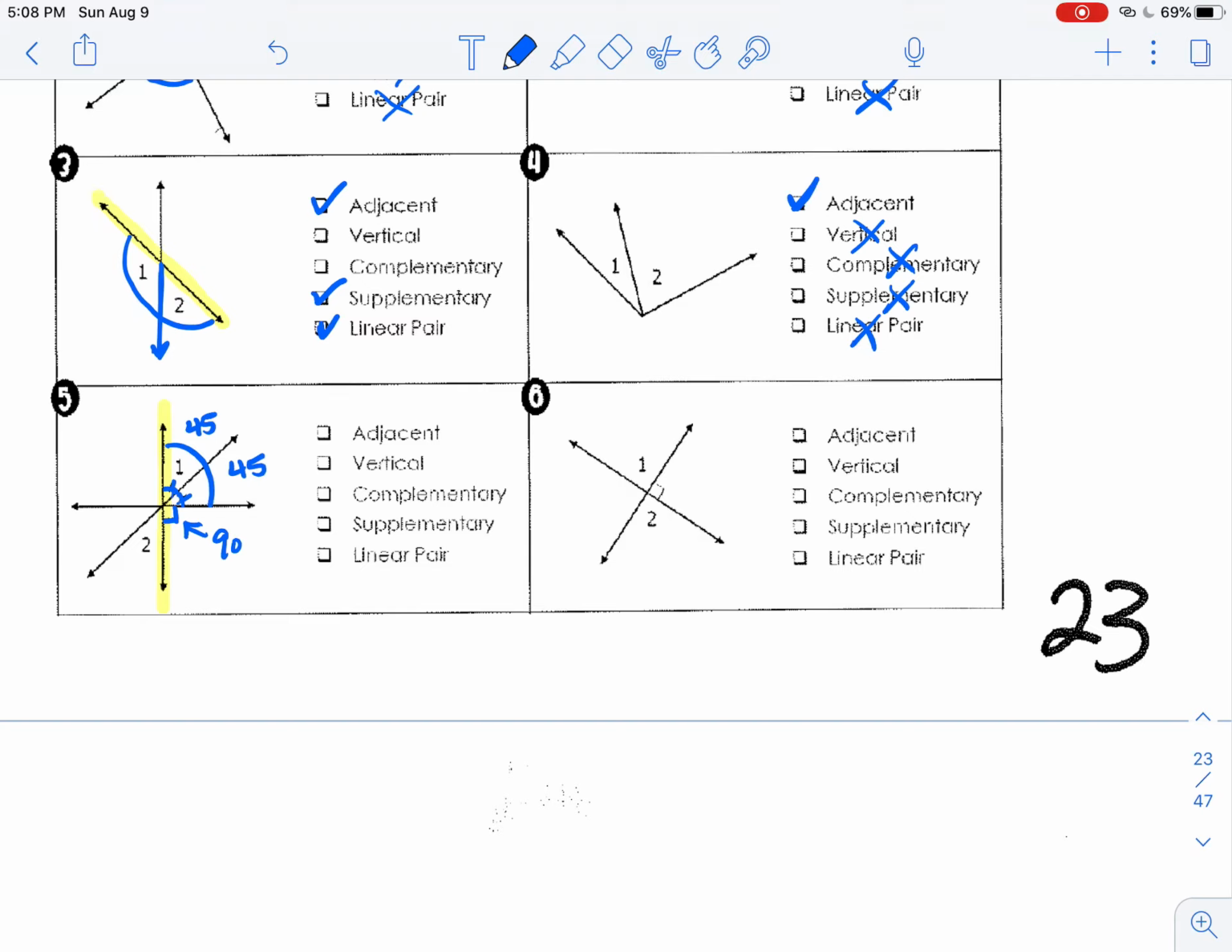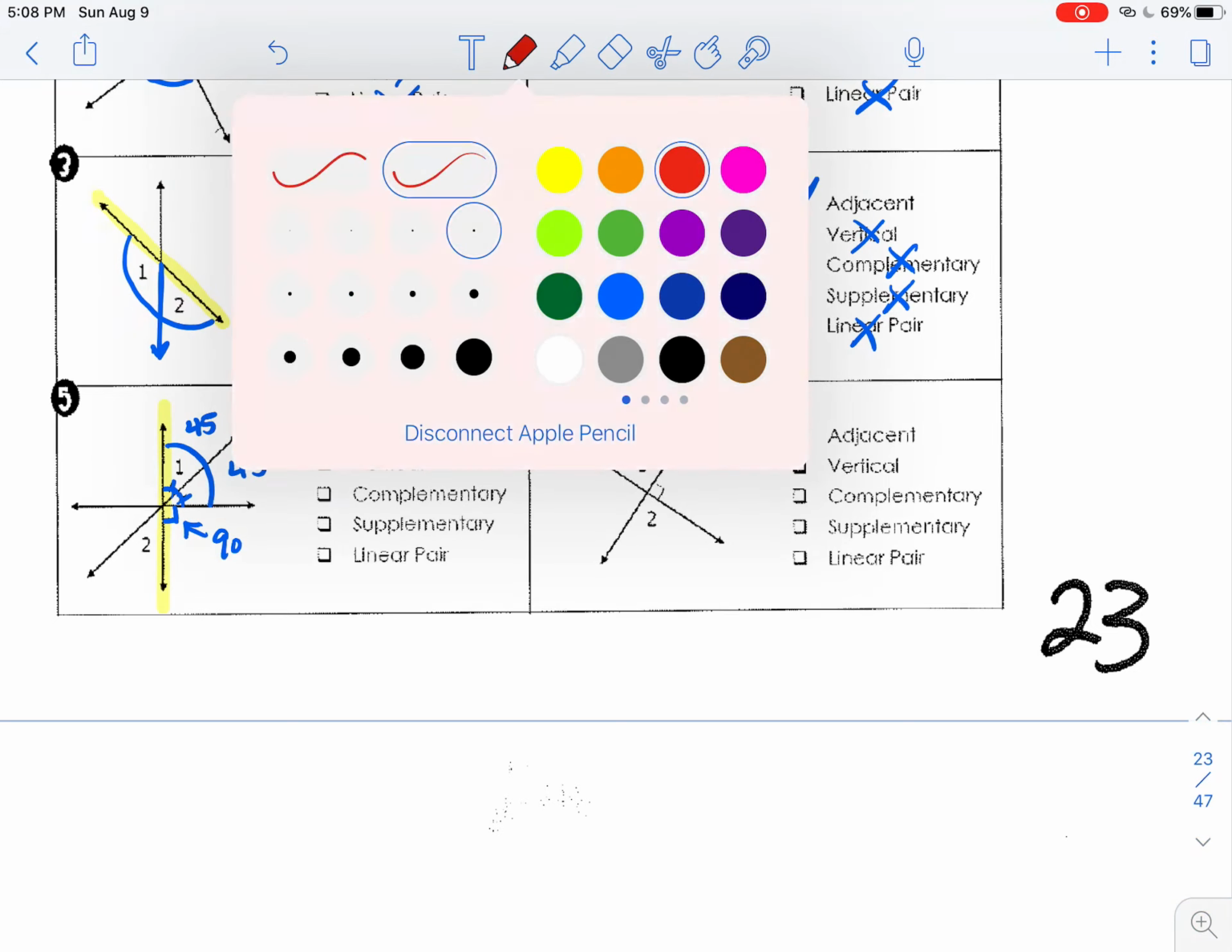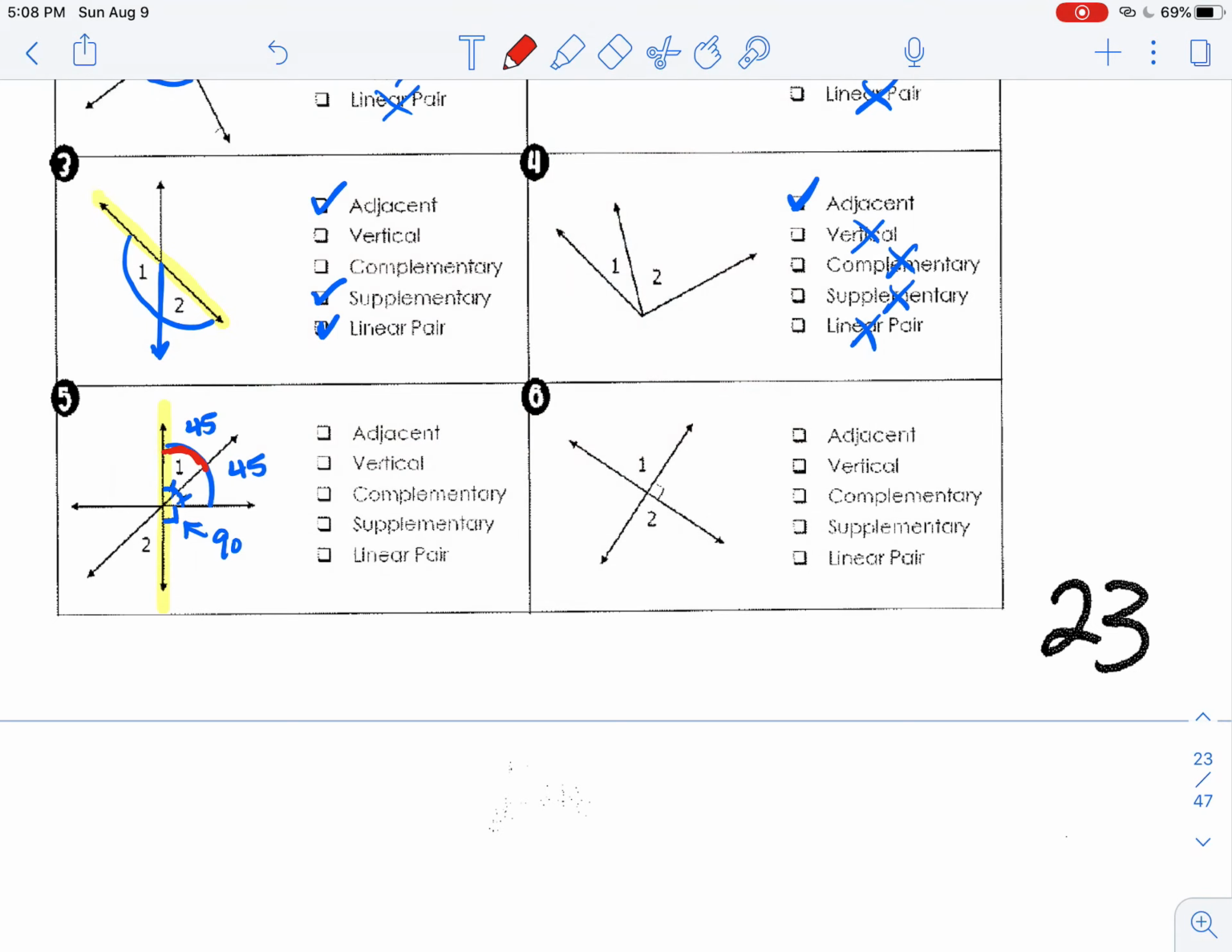Okay, so if angle 1 is what I'm looking at, and it is across from angle 2, and these guys are formed by intersecting lines, angle 1 and angle 2, we know that these are vertical. And if they're vertical, we know they're congruent. So that means angle 2 is also 45. Congruent means they're the same. And if we have two angles that add to get 90, they are complementary. They're not next to each other and they don't add to 180, so we can cross those others off.